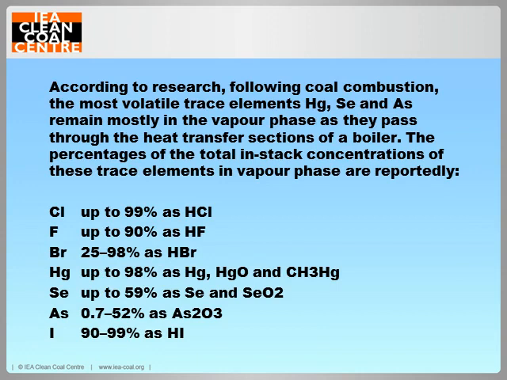98% as hydrogen bromide, and mercury up to 98% as elemental mercury, mercuric oxide, and methyl mercury, selenium up to 59% as selenium oxide and selenium dioxide, arsenic 0.7 to 52% as arsenic oxide, and iodine 90 to 99% as hydrogen iodide.